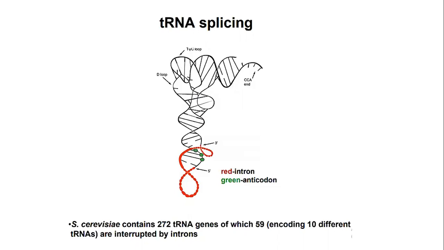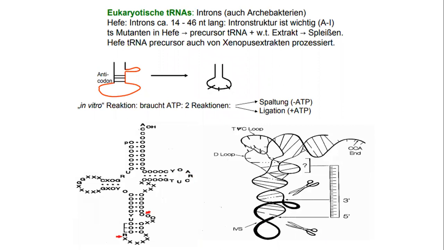The splicing of tRNA was first discovered in Saccharomyces cerevisiae, which contains about 272 tRNA genes, of which only 59 tRNAs are interrupted by introns. And these introns should be removed for the production of mature tRNA. In this mechanism, I have shown you that the anticodon portion, which is present here, must come to this portion. This is just opposite of the CCA arm of the tRNA, and this should be at a right angle position so that the translation can be easier.